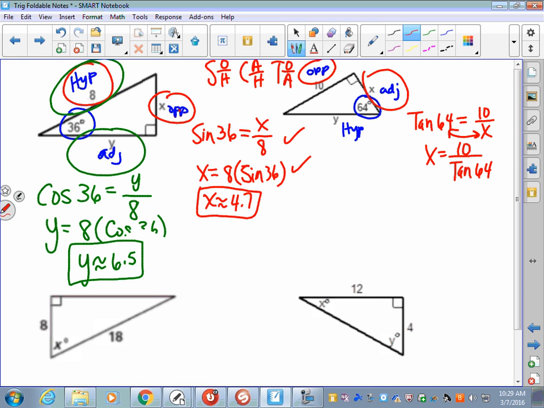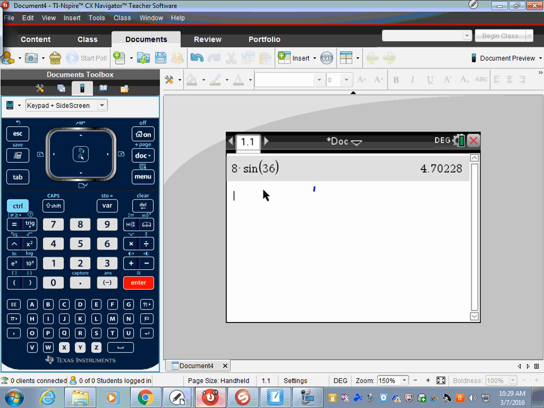So now we're going to show or type in division in our calculator. And you're just going to say 10 divided by, that's not 10, sorry.